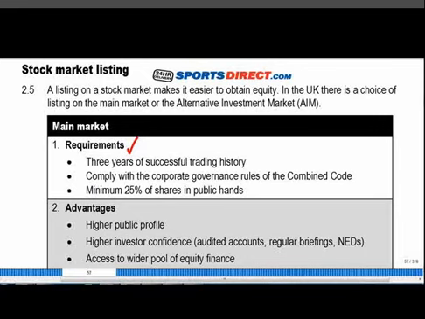A listing on the main market will mean that you have to comply with the combined code. We're not going to go into details of that in this paper, but 50% of the board being non-executives, having good, strong, independent non-executive directors at board level. And finally, at least 25% of the shares have to be outside of the control of the directors, in other words, in public hands. Now, if you can satisfy those requirements, you potentially can take all of the advantages of a stock market listing.